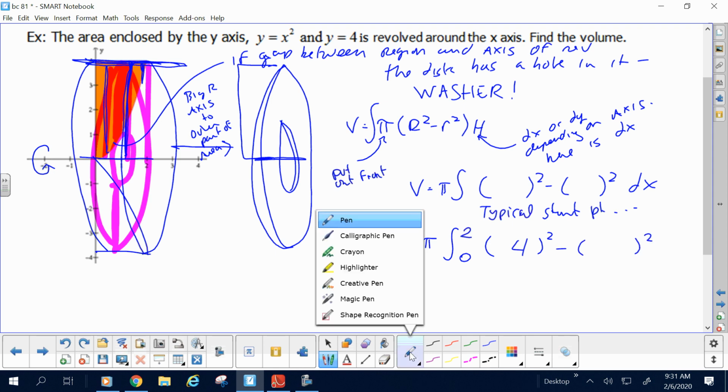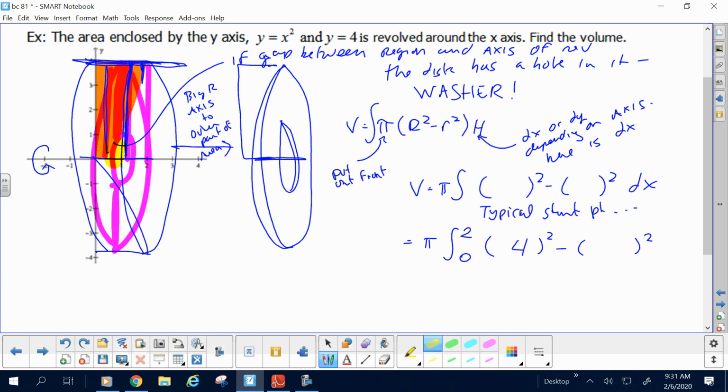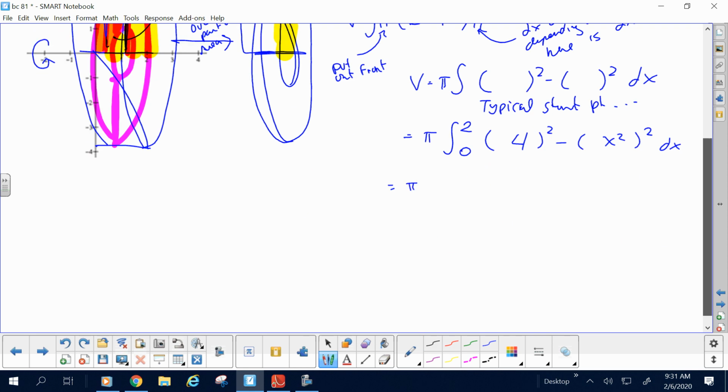Now little r, different story. Here's little r, then little r, then little r. Little r, in this case, is more like how far we go to the function, yeah? And so little r is x squared. All right. Now then, what is the antiderivative of 16? 16x. And the antiderivative of x squared squared? X to the 5th over 5.